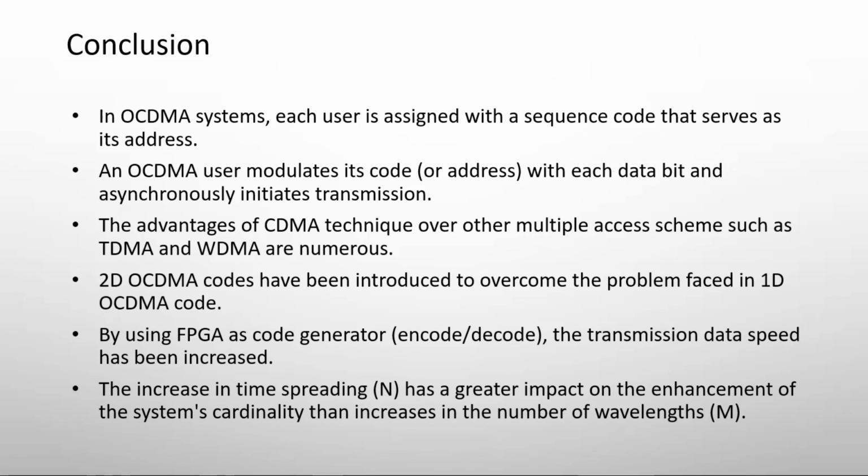When we use the FPGA as a code generator, the transmission data speed has been increased. The increase in time spreading has a greater impact on the enhancement of the system's schedulability than the increase in the number of wavelengths. It's shown in the graphical representation before.